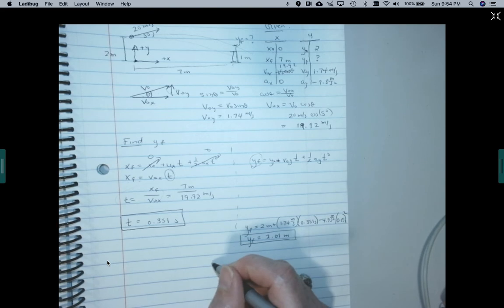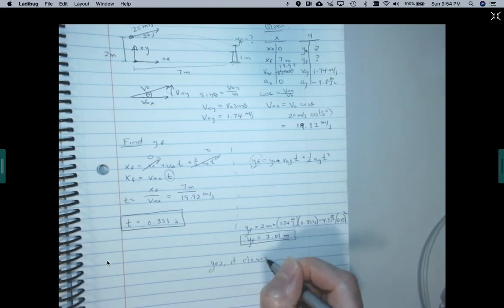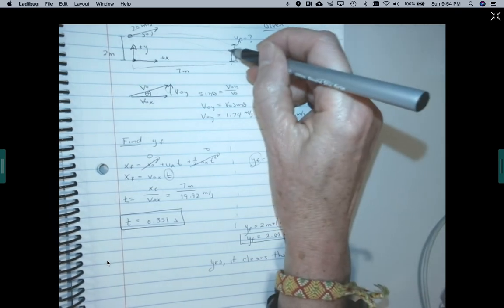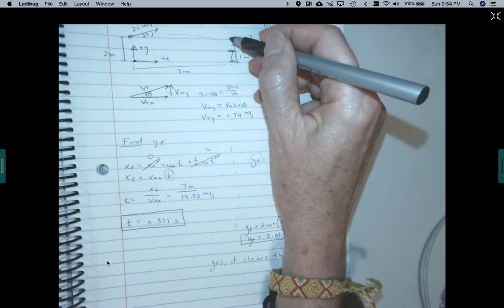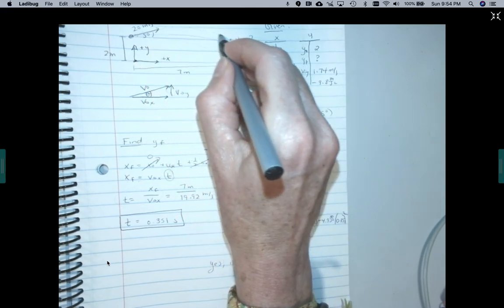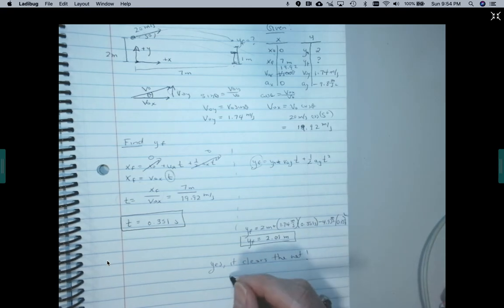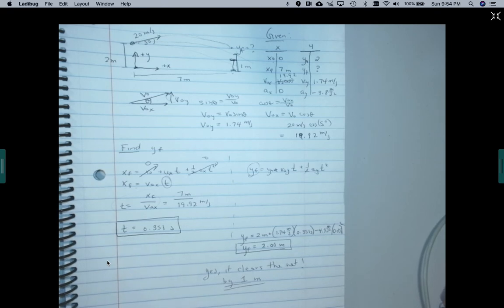So, yes, it clears the net, because the net was only 1 meter high, and the ball is right about at 2 meters again, kind of right where it took off. So it's gone up and come back down again, and then it will keep going over. So it clears the net by 1 meter. Yay, the last projectile problem! Woohoo!